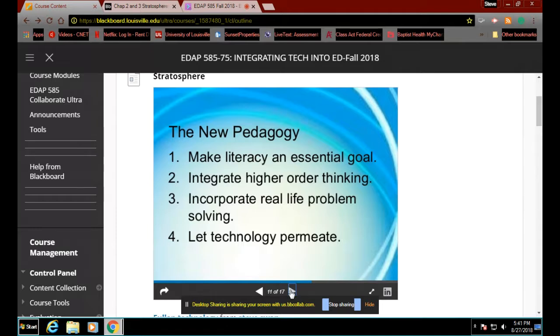What does this mean? Number one, me. Does it mean to make everybody a good reader? This is where he hits back at the folks who say, I just want this loosey-goosey all thing with everybody's lovely and all that. No. Make literacy an essential goal.